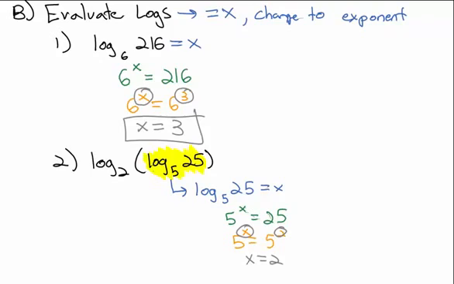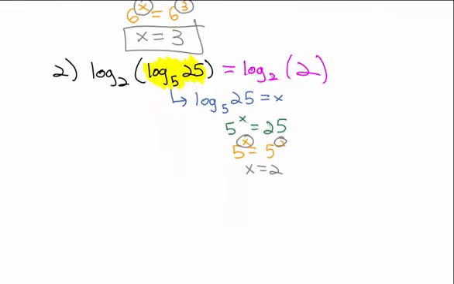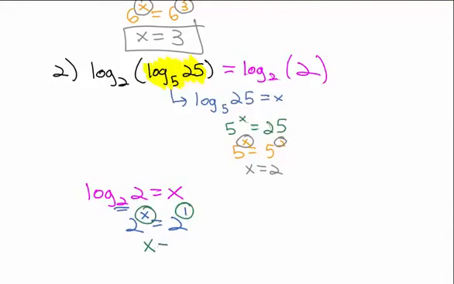Which means log base 2 of log base 5 of 25 is really saying log base 2 of the answer we just found, of 2. So maybe we should say log base 2 of 2 equals x, and do it again. 2 to the x equals 2. Well, make those exponents equal to each other, x equals 1. So log base 2 of log base 5 of 25 must equal 1.